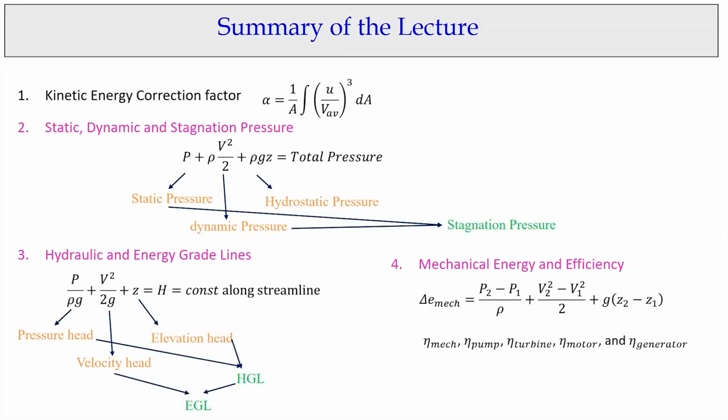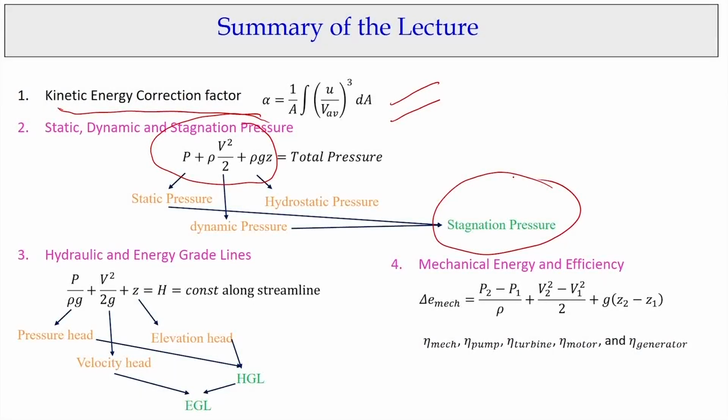And this time we talked about the kinetic energy correction factor, how we need to compute it when the velocity distribution is not uniform. And we also said in Bernoulli's equation we can represent in terms of pressures: static pressure, dynamic pressure and hydrostatic pressure, and two of the components I can represent as the stagnation pressure. And we also discussed the hydraulic gradient line and the energy gradient line and the mechanical energy and the efficiency.